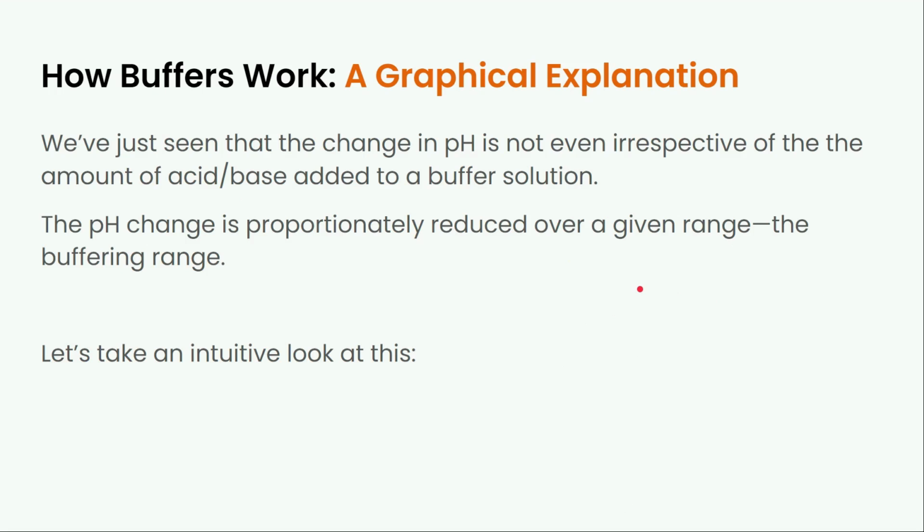So in a nutshell, you've just seen that the pH is not even, irrespective of the amount of acid or base added to your buffer solution. The pH change is proportionately reduced over a given range. That's the buffering range, and that's the key takeaway from that graph. So let's look at this in a slightly different way.